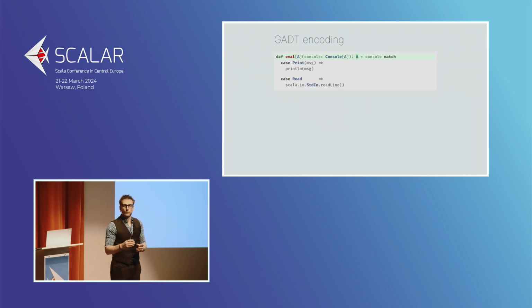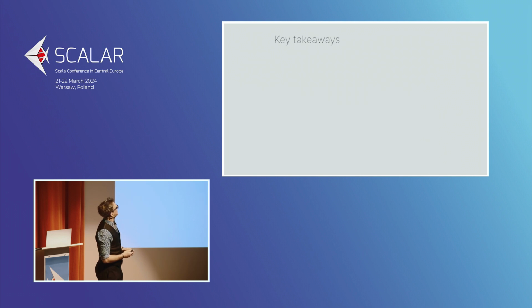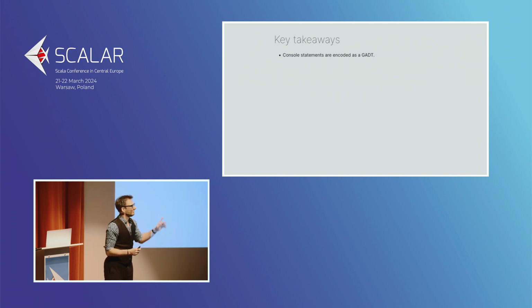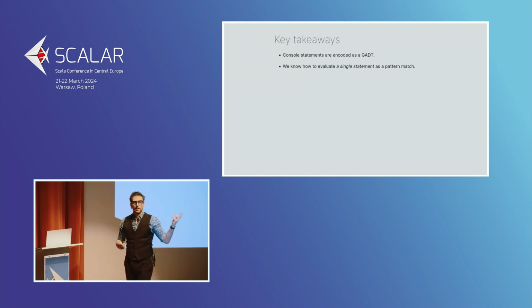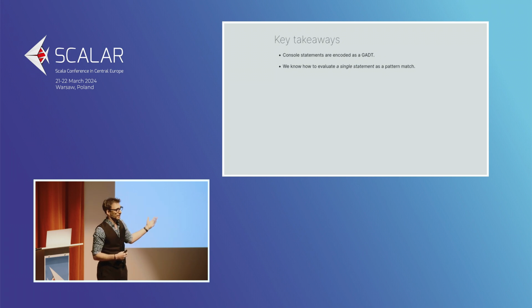So quick break, because we've done a first step into understanding this whole thing. What we've learned: first, that console statements are encoded as, I say generalized algebraic data types, you can just think of it as algebraic data types that are polymorphic, that's close enough. We know how to evaluate them. We know how to evaluate a single statement simply by pattern matching on it. But we have not solved our problem, though, have we?